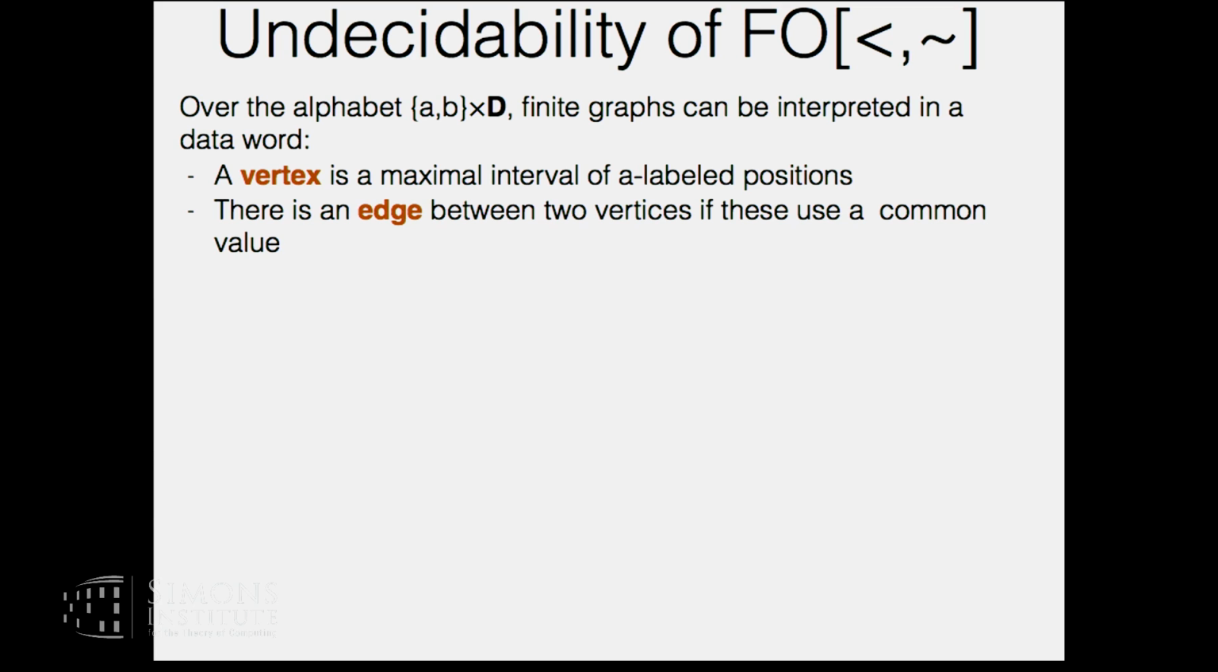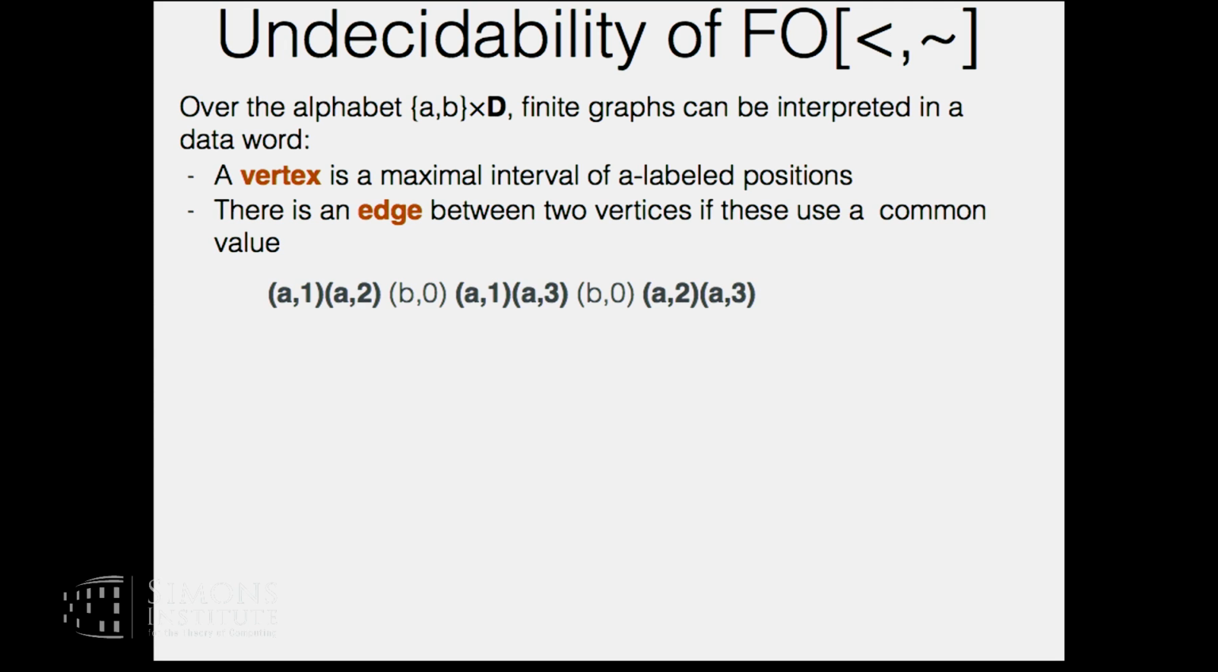So why is it undecidable? It goes very, very easily. Let's take this alphabet. You have a finite part with two letters A and B and an infinite part, and then we will interpret graphs in it. So a vertex will be for me a maximal interval of positions that all carry the same label A. And I put an edge between two vertices if they contain positions that have the same value.